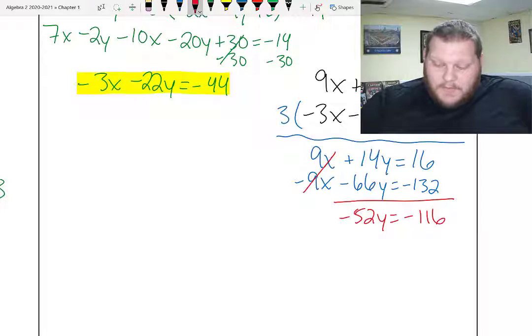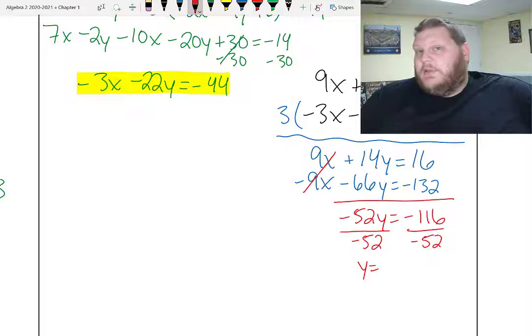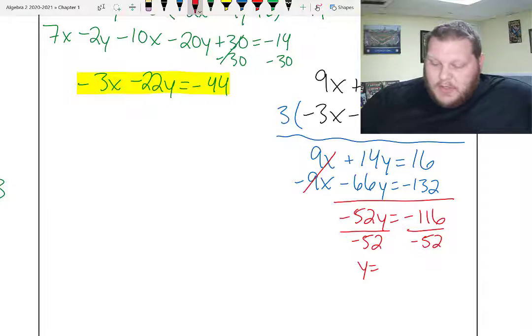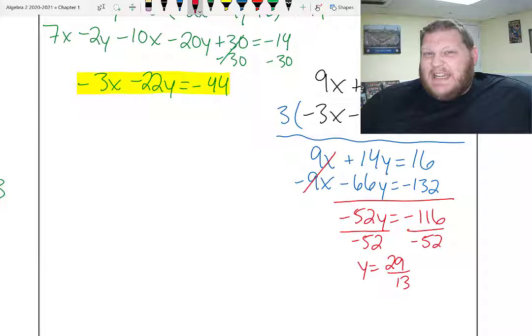So from here, super ugly answer. Divide by negative 52, divide by negative 52. The best we can do is reduce. They're both divisible by 4, so I can reduce this to 29 over 13. Kind of really ugly, but it is what it is.